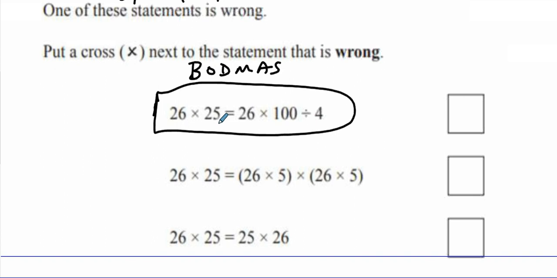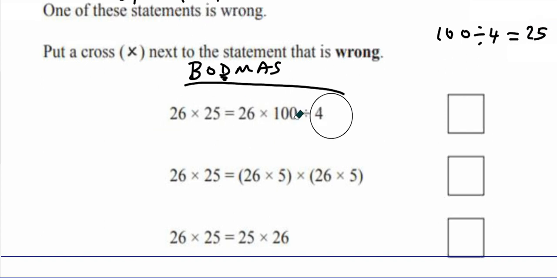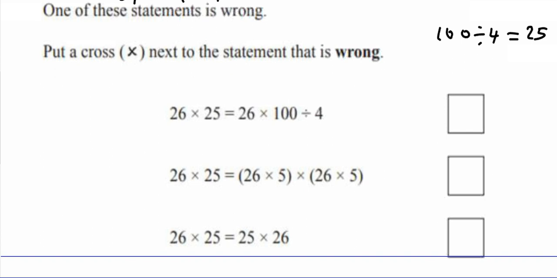26 times 25, this is fine, but on the right hand side, we have two signs. We have multiplication and we have division. So first we have to divide. 100 divided by 4 is the same as 25. So in other words, we have 26 times 25 equals 26 times 100 divided by 4, which is 25.